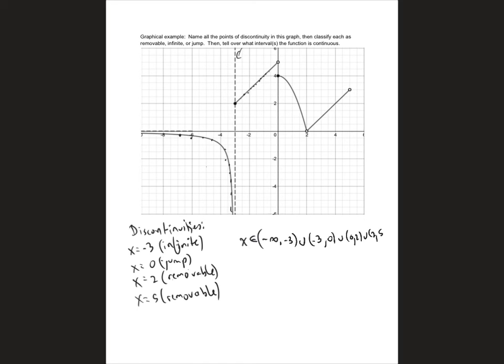And when you get to 5, if this had been a closed point, because it is an endpoint, we would only have to worry about the limit approaching it from one side. So we would have included it had the point been closed. But since it's open, we don't. And this would be where the function is continuous. It's basically the intervals of everywhere it's defined with the discontinuities removed.